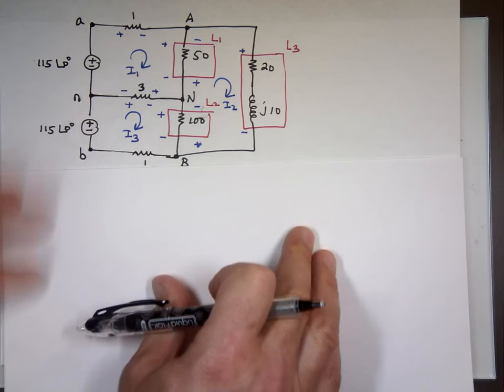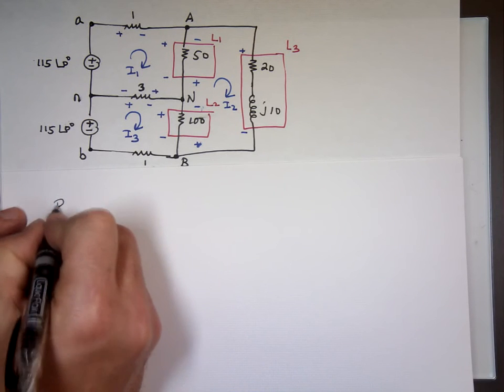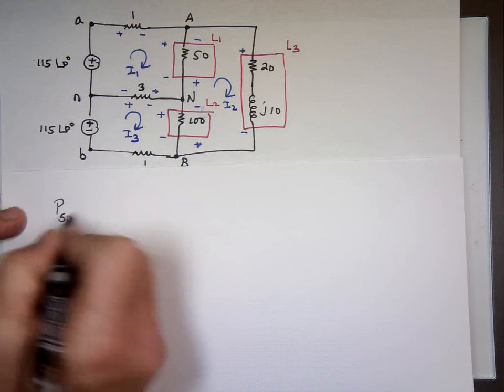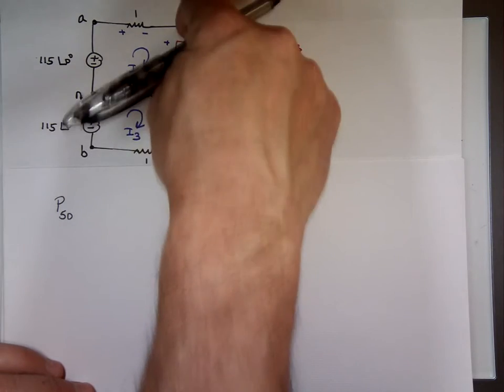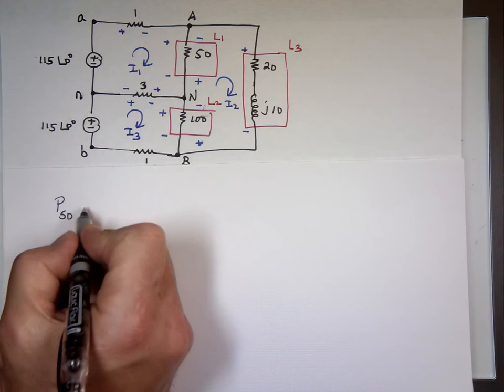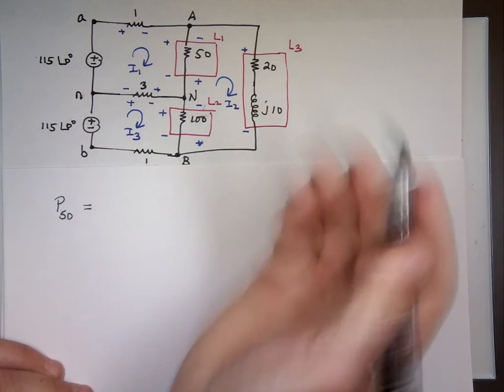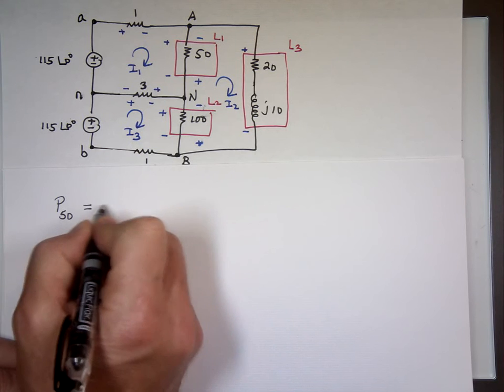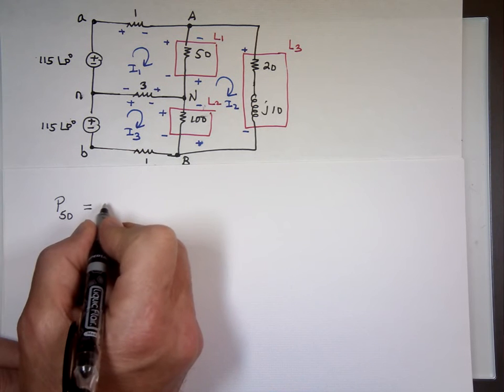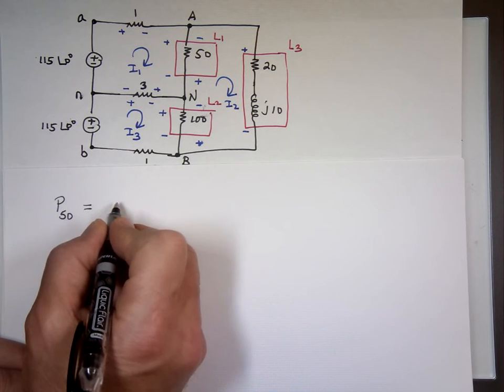So let's look at the average power absorbed by the 50 ohm resistor. I need to know the current down through that resistor. Remember, average power absorbed by a resistor, we can find it by using, what is it? I times V.